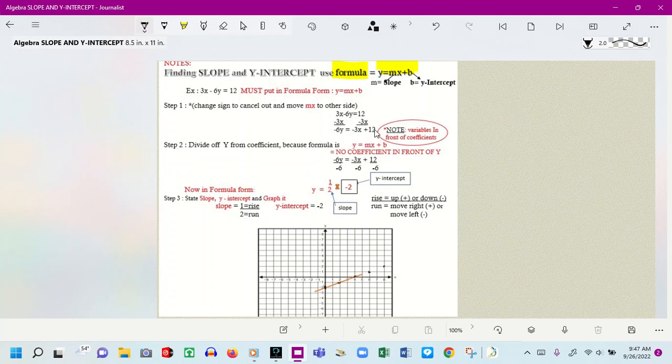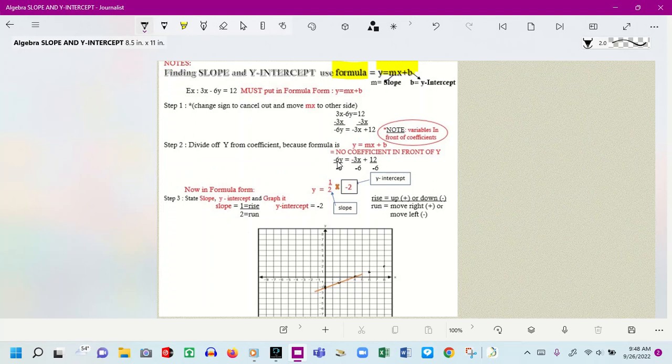Now we have this equation in this form, but the formula calls for no coefficient on the y. So we must make it in this particular form in order to see our slope and y-intercept. So we must remove the negative 6 coefficient off of the y in order to get it in the proper form. So let's do that. Divide off that negative 6 from the negative 6y. And if we do it on that side, we must divide it off on the terms on the other side of the equation as well.